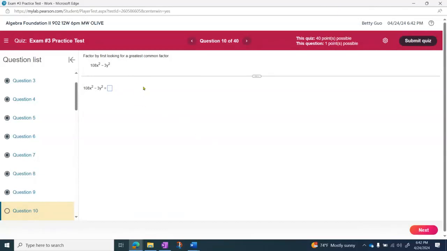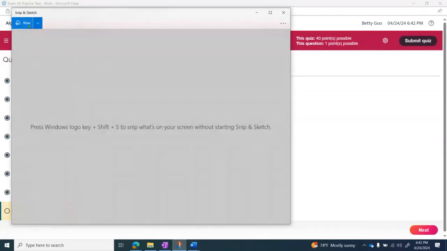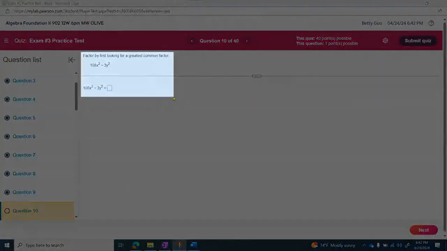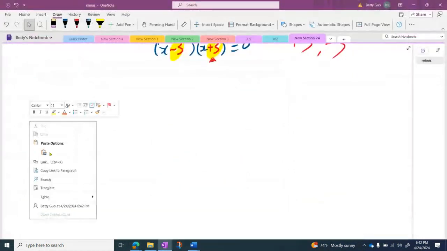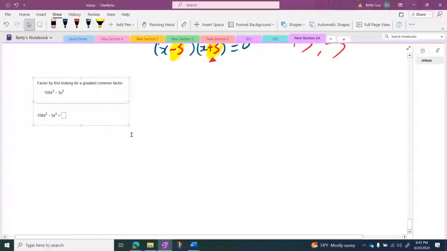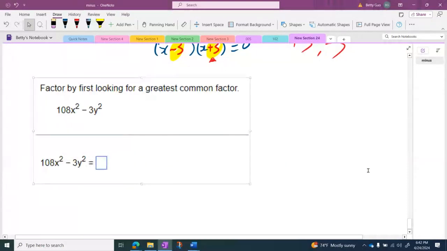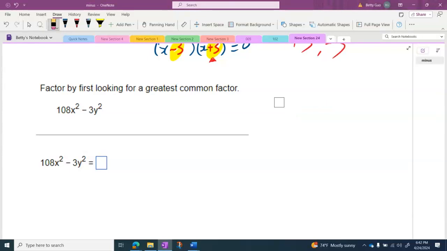Factor by first looking for a GCF. Let's do that. The instruction gives you kind of like a guide. Firstly, factor out the GCF, right? Okay. And what's the GCF? 108 and 3. Does the 3 go into 108 completely? I think so, because for 108, the digits 1 plus 0 plus 8 is 9. 9 is divisible by 3, so 108 is also divisible by 3.